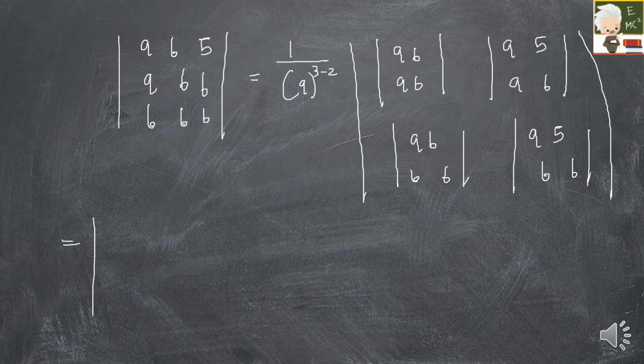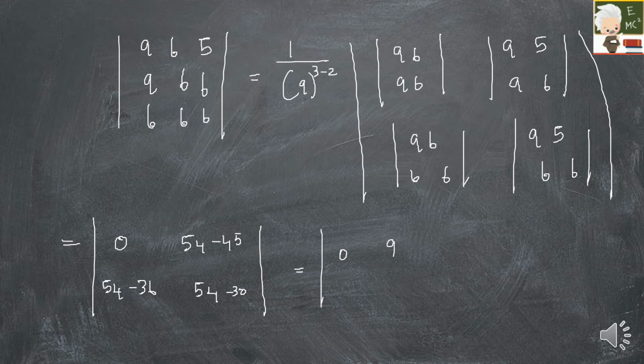After this, first it would be 0, 0. And then it is 54 minus 45, and then 54 minus 36. Here it is 54 minus 30. So finally we will have 0, 9, 18, 24. We forgot to write the 1 by 9 before.